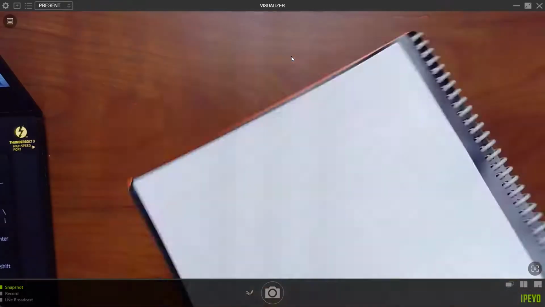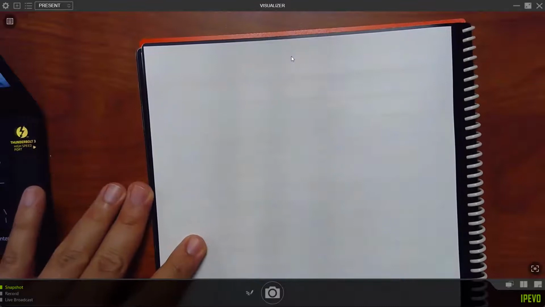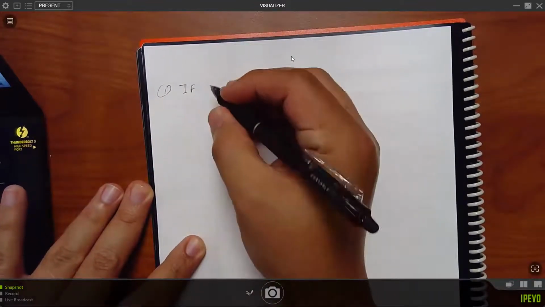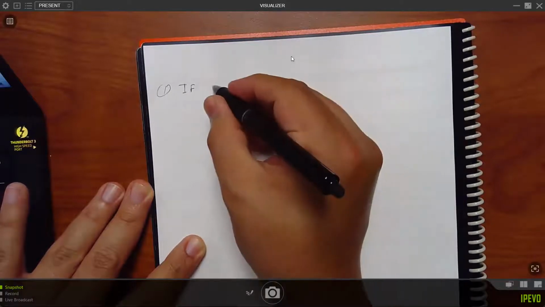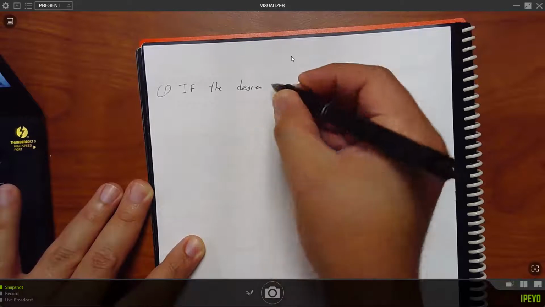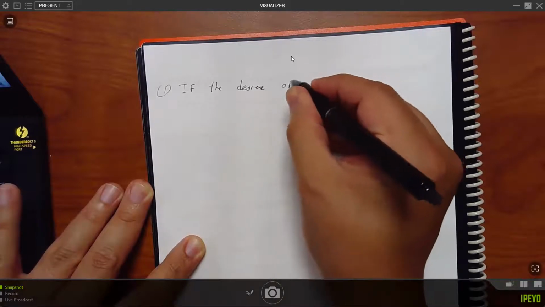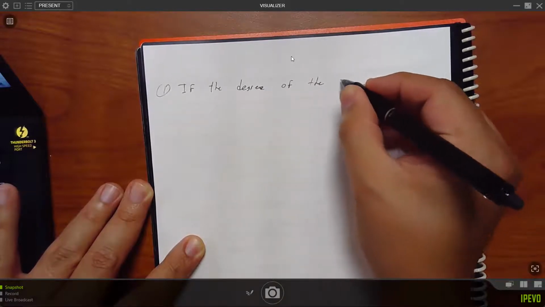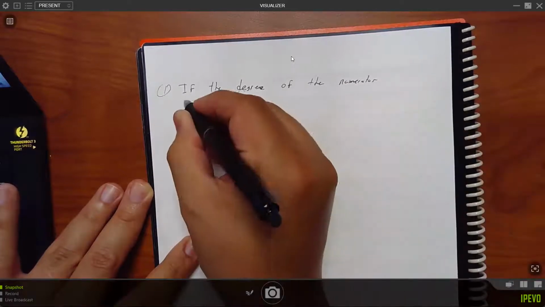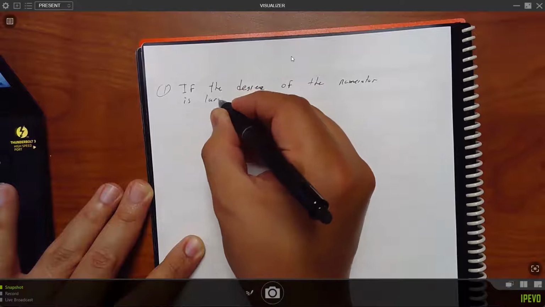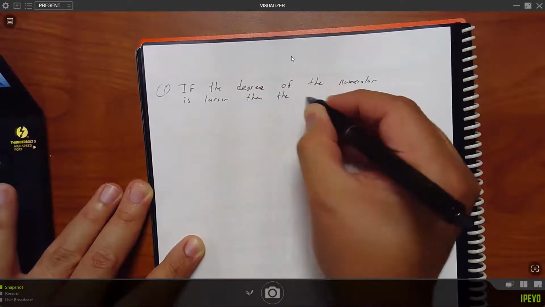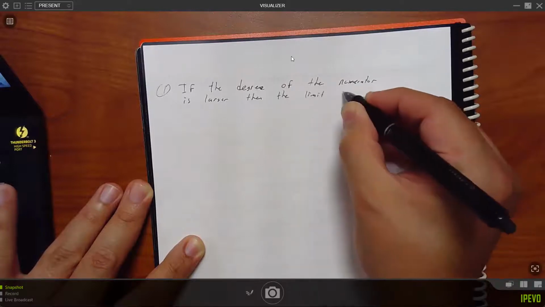So for infinite limits, all you have to do is look at the degree. Here's some quick notes. If the degree of the numerator is larger than the denominator, the limit is infinite.